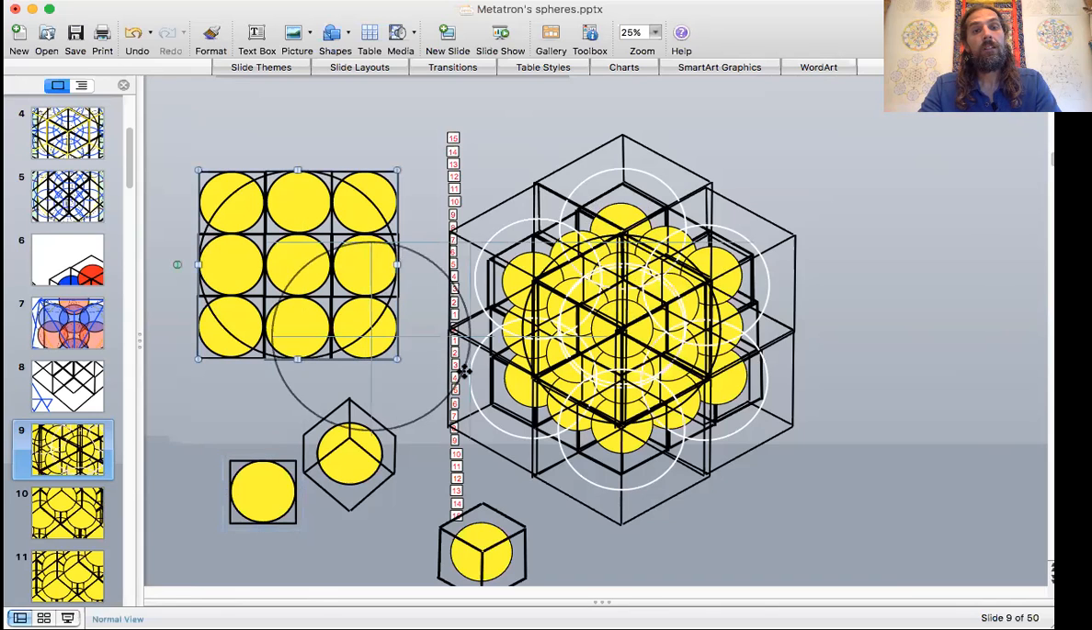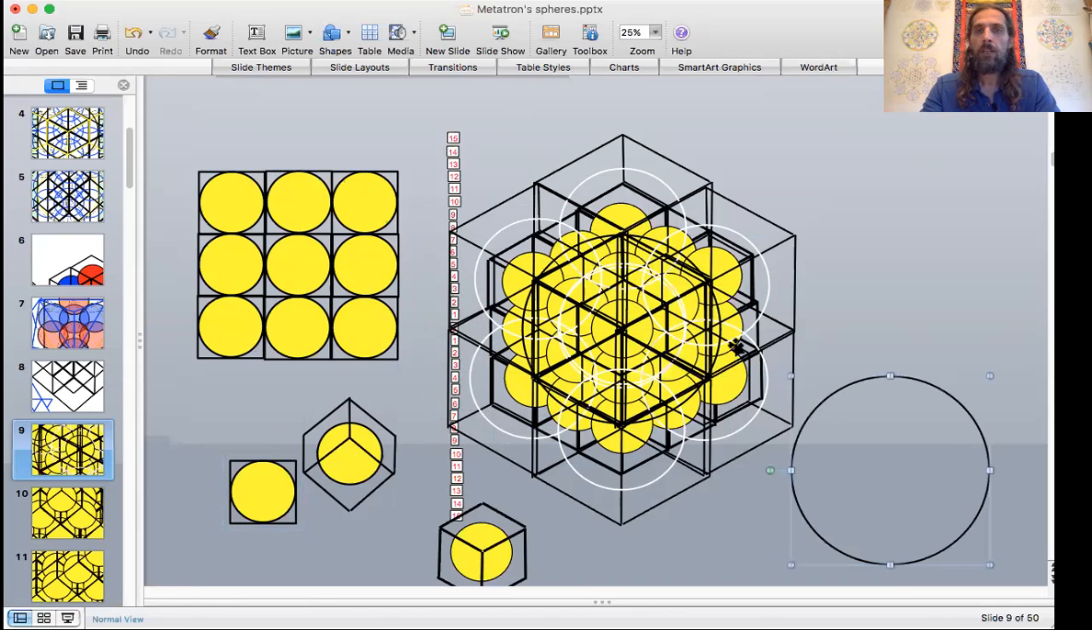And this is, I don't know what that circle is. Well, it's the inside of this one. And I believe if it's the inside of this one, then it will also be the inside of this one here. So that's the sphere that would be the inside of this cube right here.